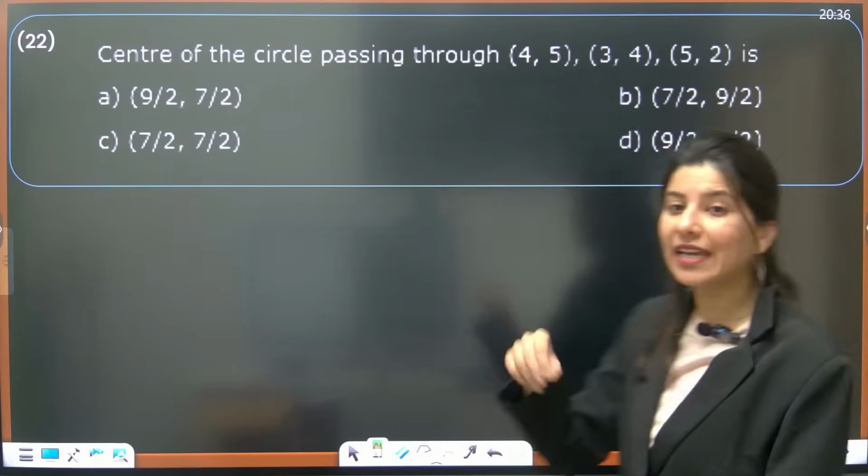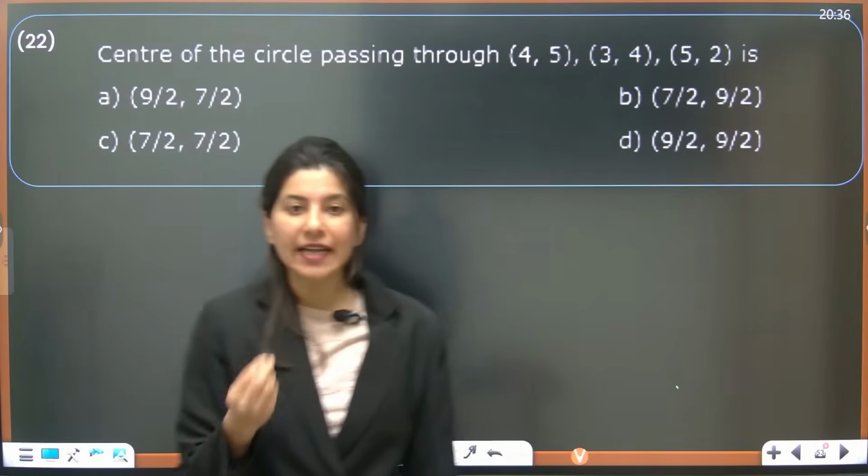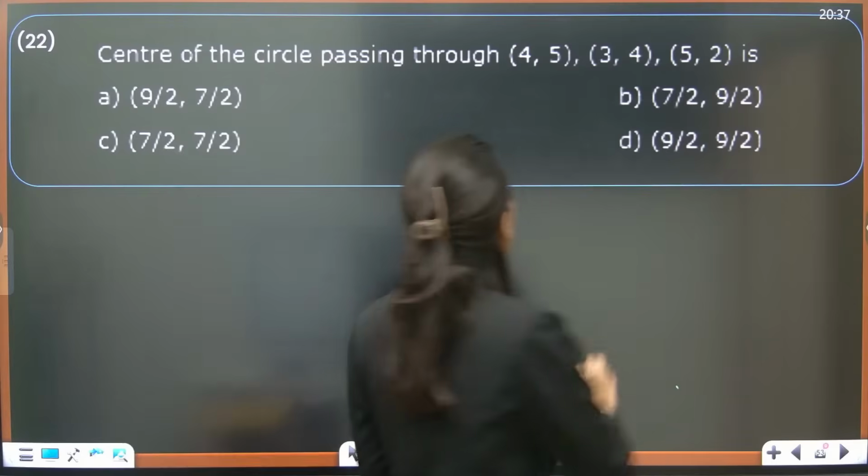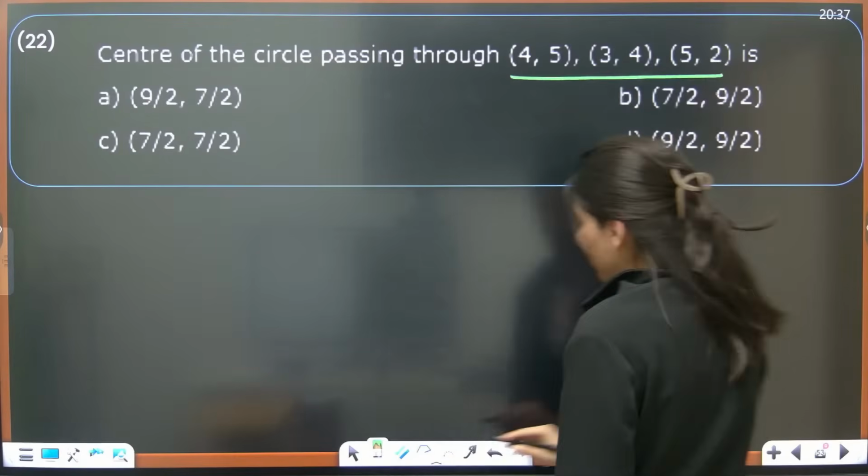Now we are having again another question from circles. Center of the circle passing through 4, 5, 3, 4 and 5, 2.